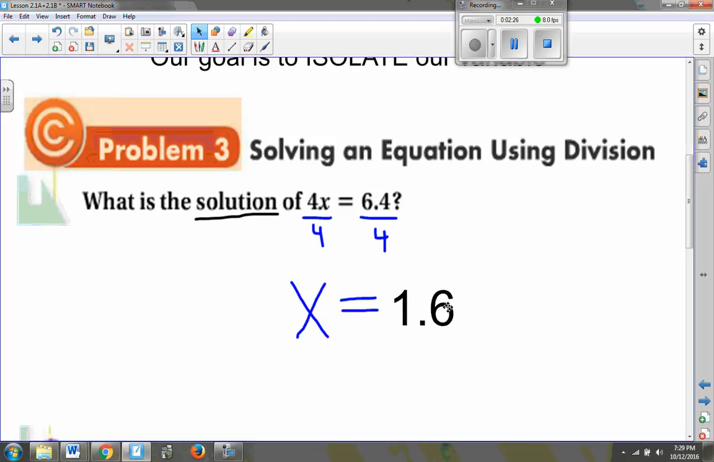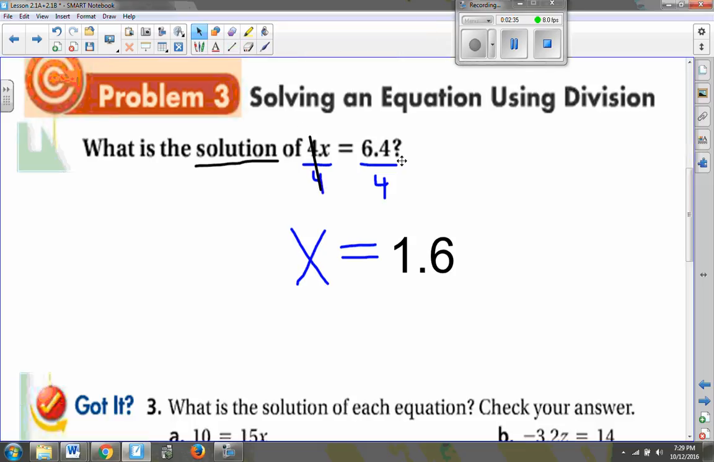Okay, so my x value here is 1.6 because I just divide both sides by 4 to get the x all by itself. I undo the multiplying by dividing by 4. Get rid of that, okay?